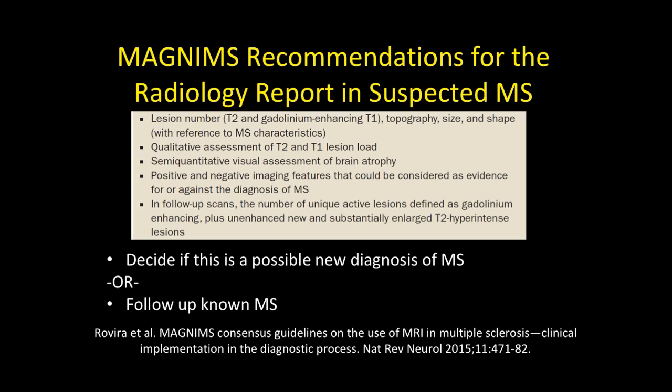You want to mention any positive or negative imaging features that could be considered as evidence for or against the diagnosis of MS. If there's strokes and hemorrhages, maybe these white matter spots aren't MS and it's really vasculitis. And then in follow-up scans, you want to discuss the number of unique active lesions that are new with enhancement, diffusion restriction, and or any that are larger, okay?